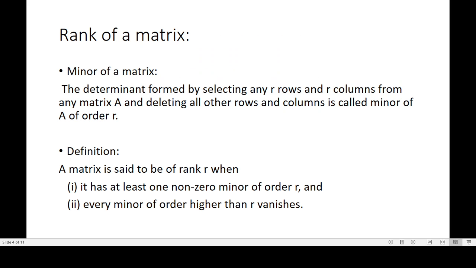Now let us begin with elementary transformations of a matrix. In order to find the rank of a matrix, we require the definition of minor of a matrix and the definition of rank of a matrix. Now, what is a minor of a matrix? The determinant formed by selecting any R rows and R columns from any matrix A and deleting all other rows and columns is called minor of A of order R.